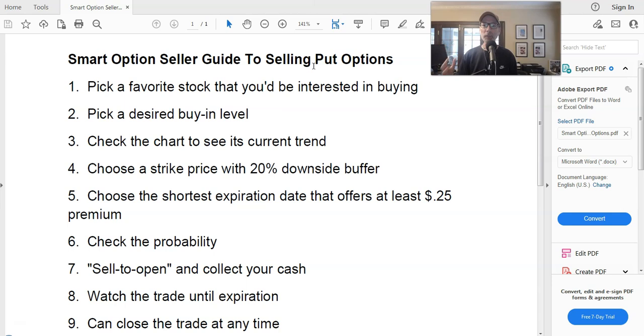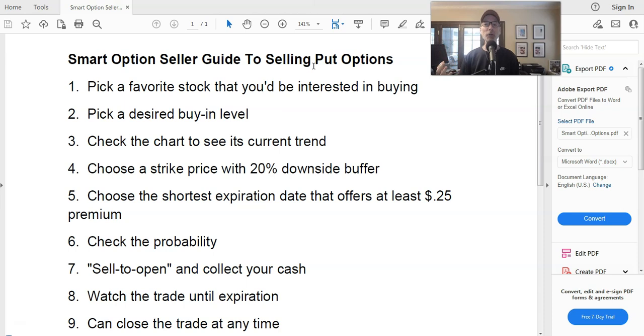We like to sell put options because it also offers an opportunity to potentially buy a stock at a much cheaper price than where it currently trades. Some of you might know that the buyer of a put option has a different outlook than the seller of a put option. When you buy a put option contract, you're predicting that the stock price is going to fall.